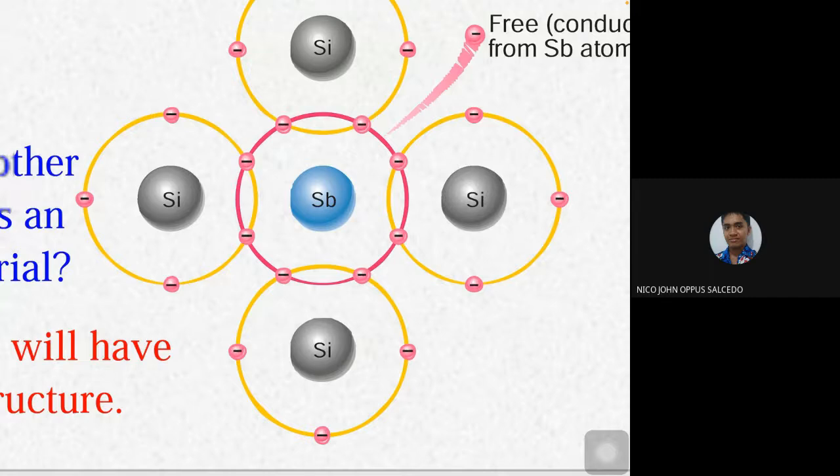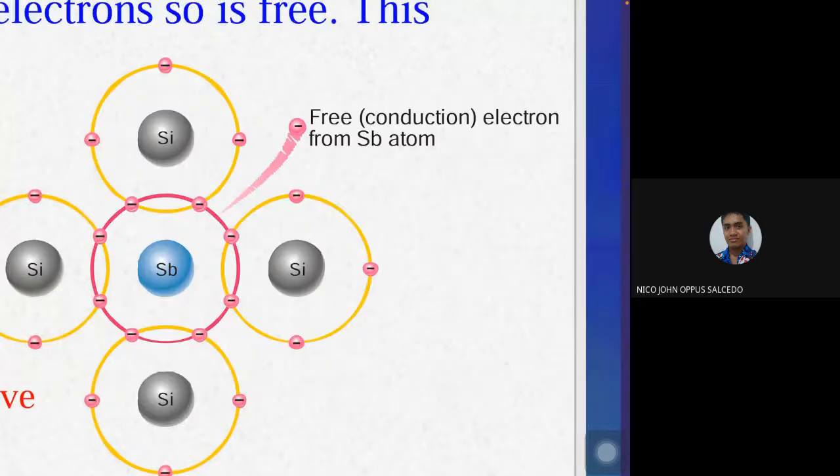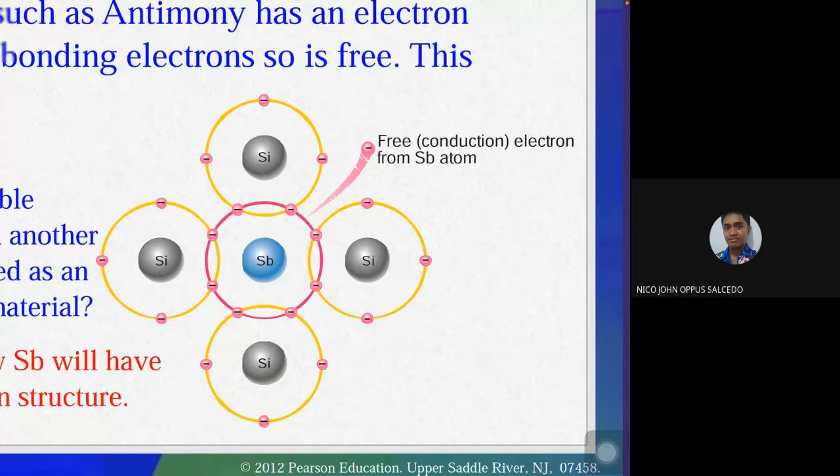Only 8 are needed for the bond to be stable. So there is one free electron from antimony, because it has 5 valence electrons and only 4 are bonded with the 4 neighboring silicon atoms. So antimony has 1 extra electron right here, at the top part, a free electron.